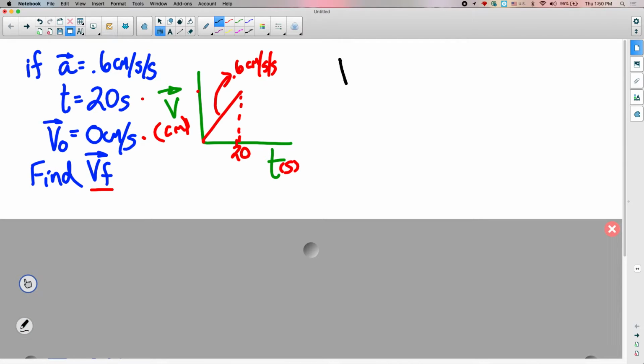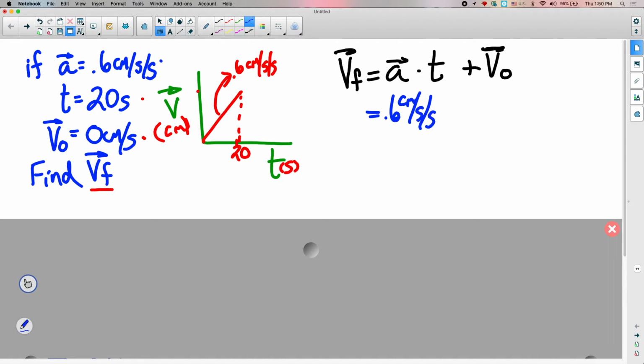For each of these problems, you must start with writing down the general equation. Final velocity equals acceleration times the clock reading plus the velocity at time 0. Then you want to fill in the original values with units. For instance, we know that the acceleration is 0.6 centimeters per second squared, times the clock reading. We said we'd let this run for 20 seconds.